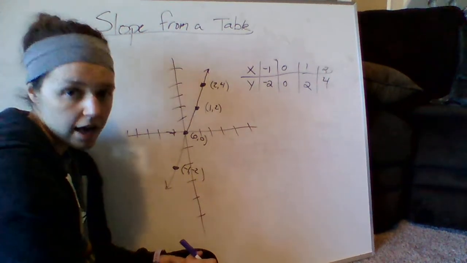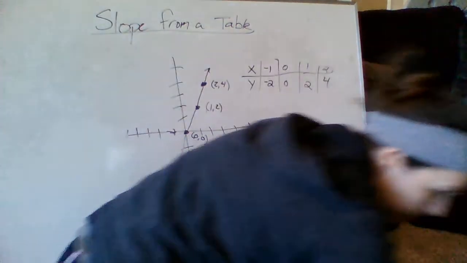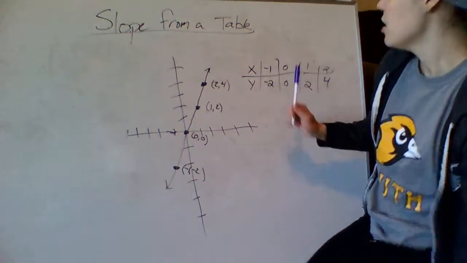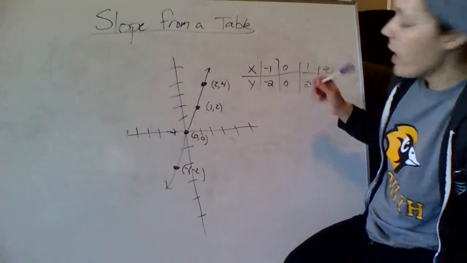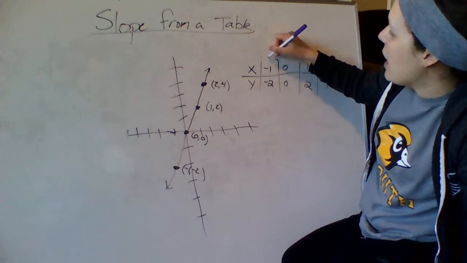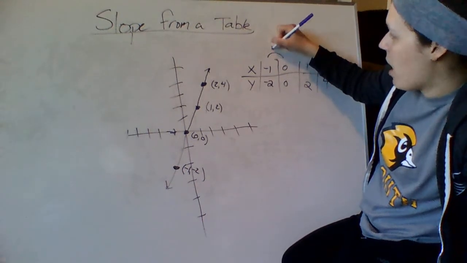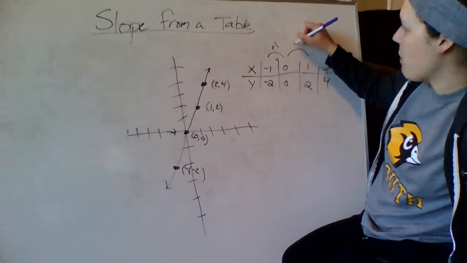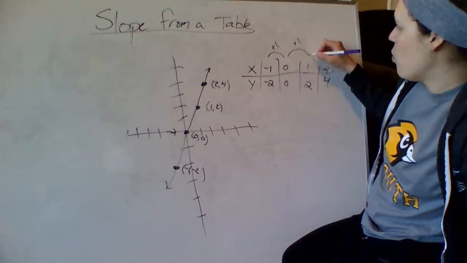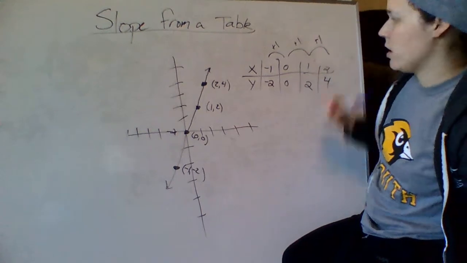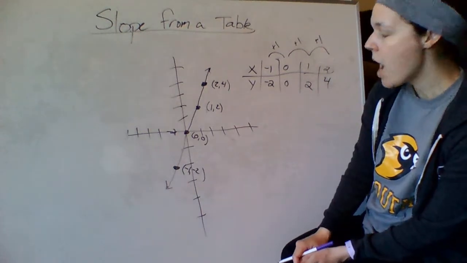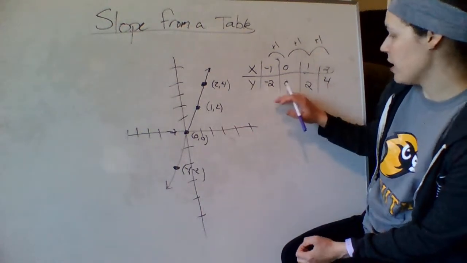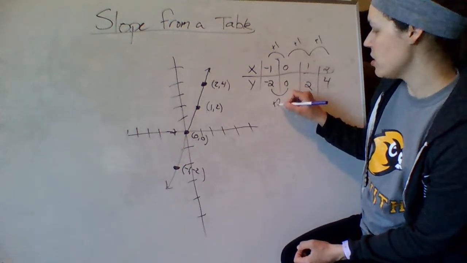So look at your pattern for your x and your y, and I'm going to jump over here. Your x's, the way I do this, I go, okay, how did I go from -1 to 0? I went up 1, plus 1. How do I go from 0 to 1? I plus 1. How did I go from 1 to 2? I plus 1. And then your y's, how do you go from -2 to 0? I plus 2.